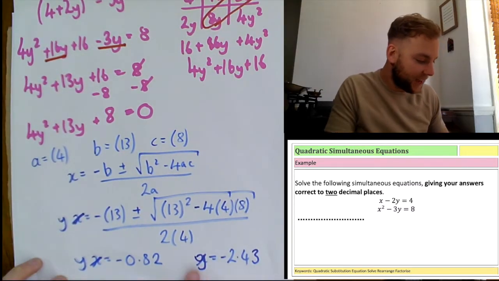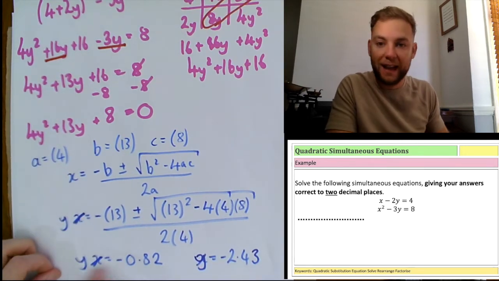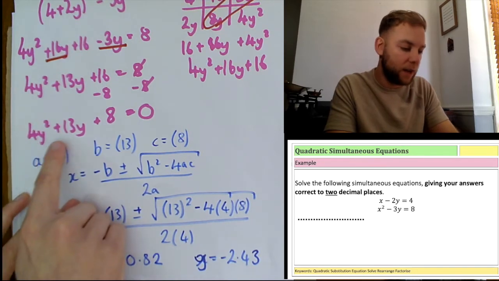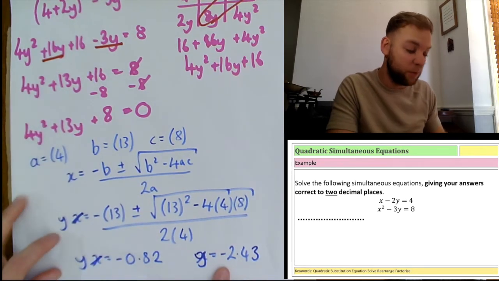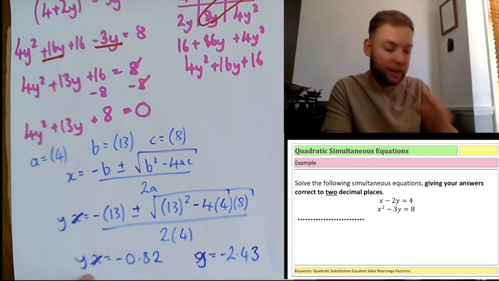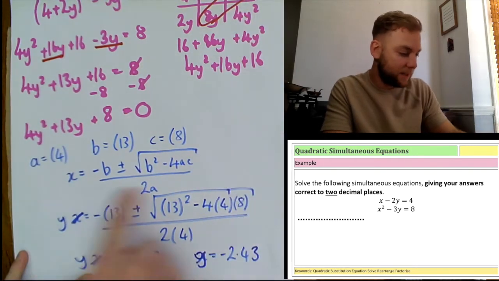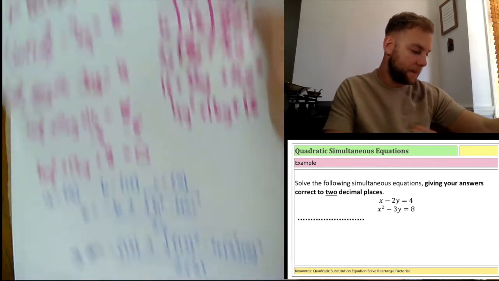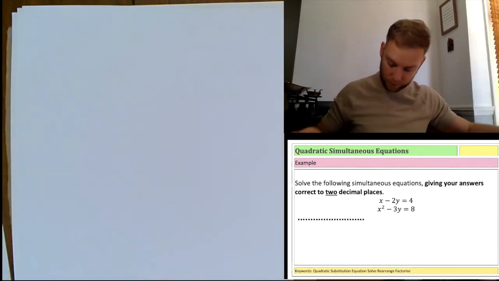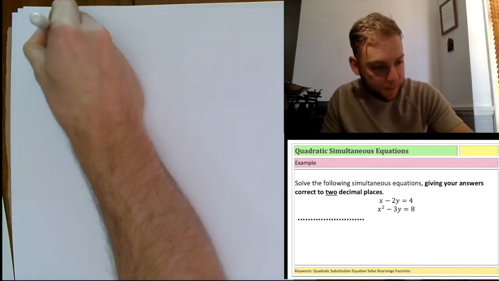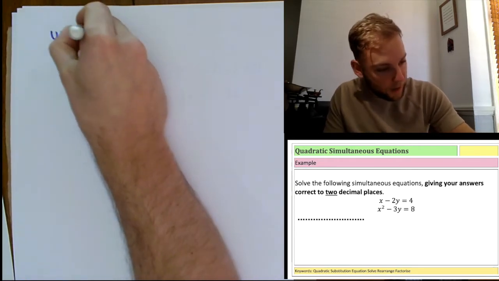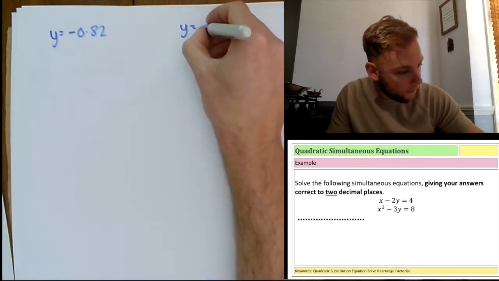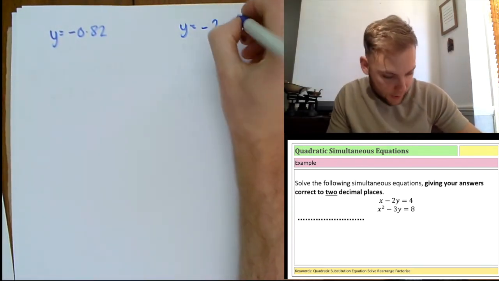So notice with this that actually I wrote this at first in terms of x's, but actually it should be equal to y, because it's 4y squared plus 13y. So these are actually equal to the y values, not the x values. So just be really careful with that. It's easy to make that mistake because the quadratic formula always starts with x, but we want to avoid that. So let's just write down what these are first of all. So y is equal to minus 0.82 and y is equal to minus 2.43.